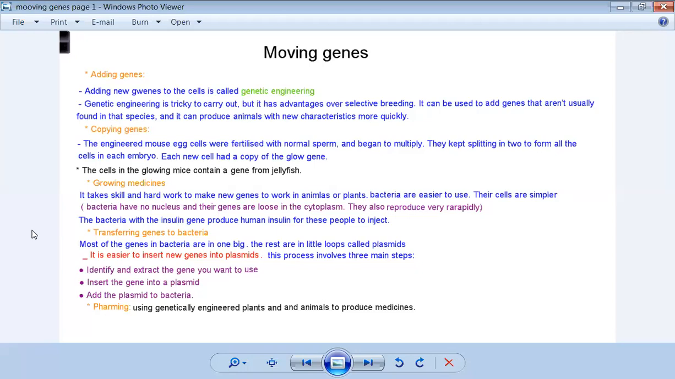Also, they are using genetic engineering in farming, okay? How can they do this? Using genetically engineered plants and animals to produce medicines. Sometimes they can make this in the cow's bodies.